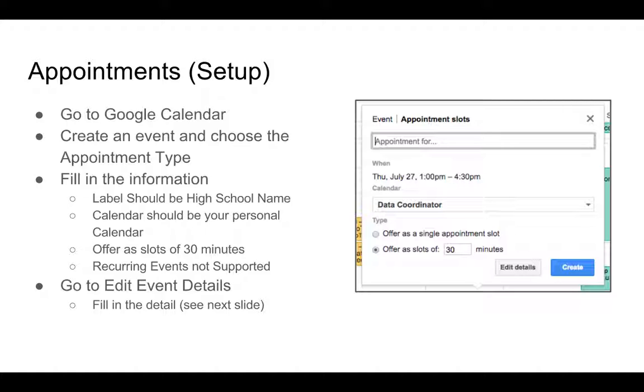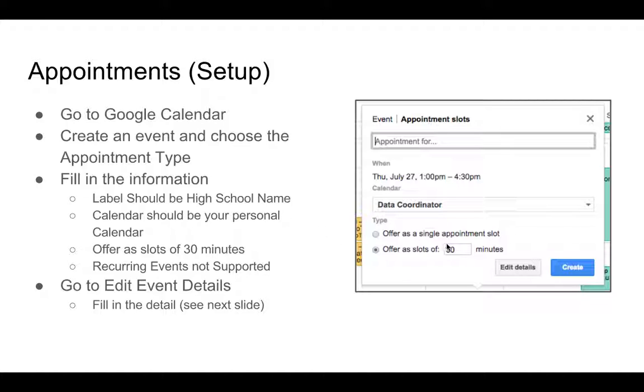So that would be the first thing. You'll fill out the label, which should be the high school name. Where it says appointment for, I think I put Central High School in my example, so it could just be the high school name. The calendar should be your Be a Leader calendar. For me, under calendar, it says Data Coordinator. That's the name of my calendar for Be a Leader, and it's my rodrigo.dorador@bealeaderfoundation.org.